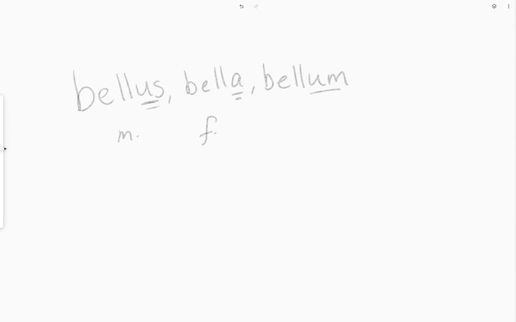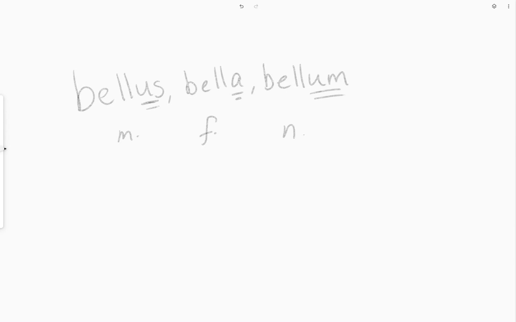So at this point in Latin, we are quite used to seeing adjectives written in the following form: bellus, bella, and bellum. They are written this way because the first one is the masculine form, the second one is the feminine form, and the third one is the neuter form.